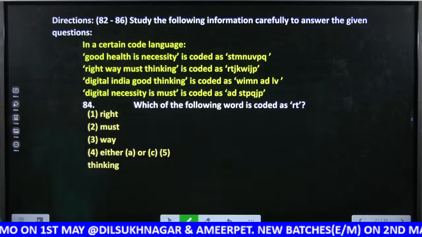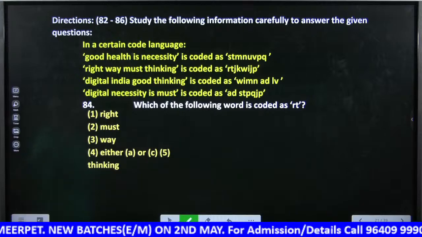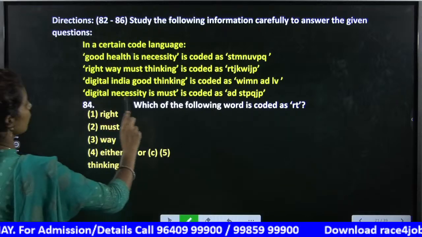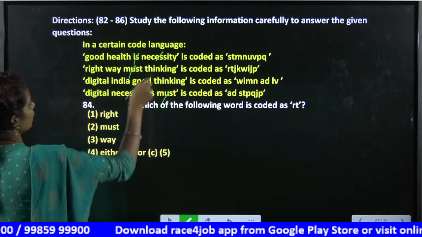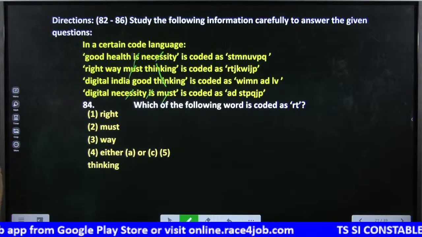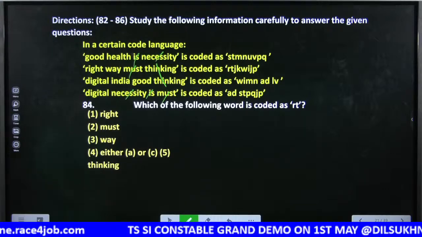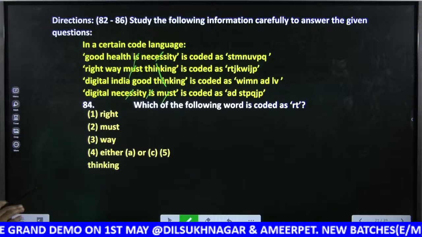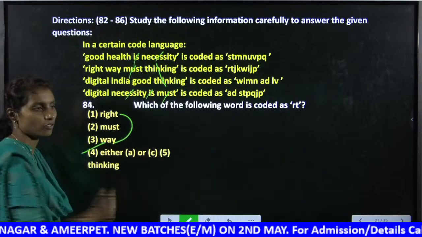Right? RT. Check it. RT. We have only one sentence for the RT. Okkate undi RT. Okay. Directly, is is the common word. Is a common word. Necessity. Thinking is eliminated. Right, way. Right is also not there. Way is also not there. It may be right or way. Option 4.